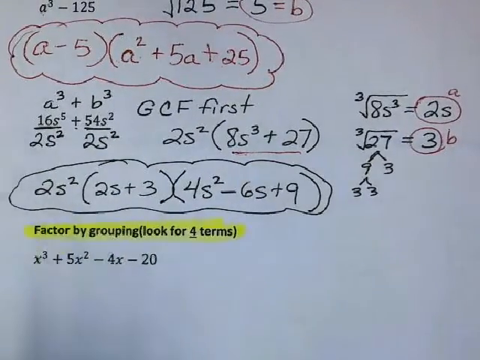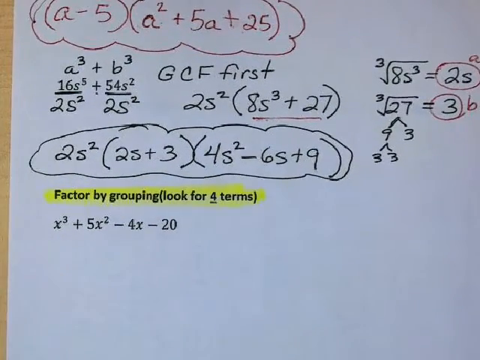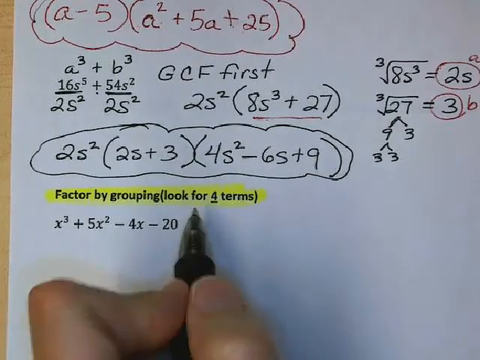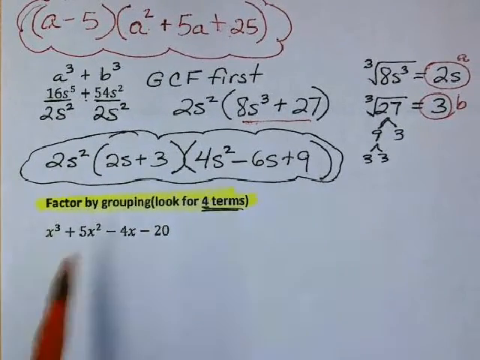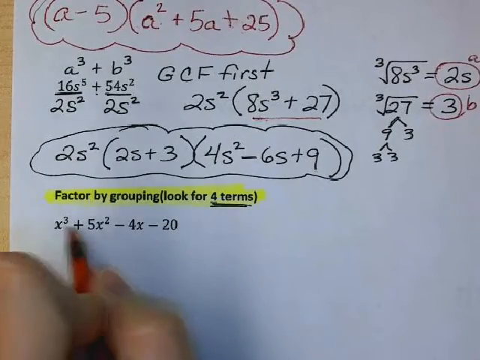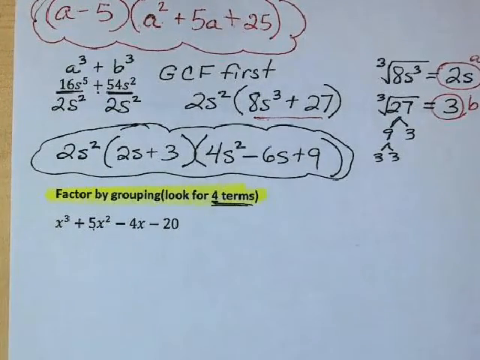Okay, finally, factor by grouping. Look for 4 terms. That's how you'll know, like, oh, I have to do factor by grouping on this. I see 4 things. If you see 4 things in your problem, it's usually factor by grouping. So I see x to the third, 5x squared, minus 4x, minus 20. 4 things.